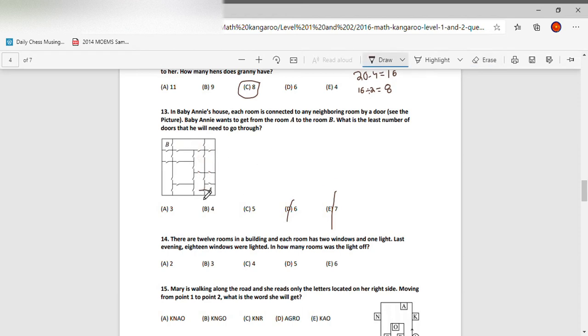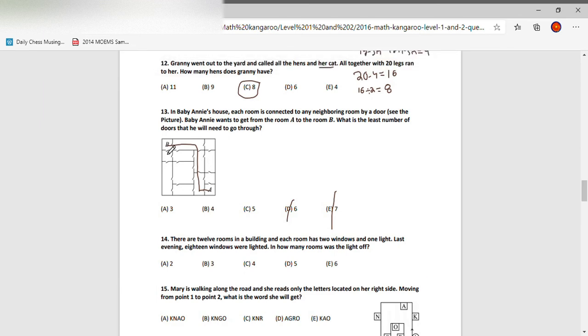This one, 1 door. And you want to get close. So here, 1, 2, 3, 4. So that's 4 doors, meaning that since this was the last option available, 4 doors is the answer. So the least is 4.